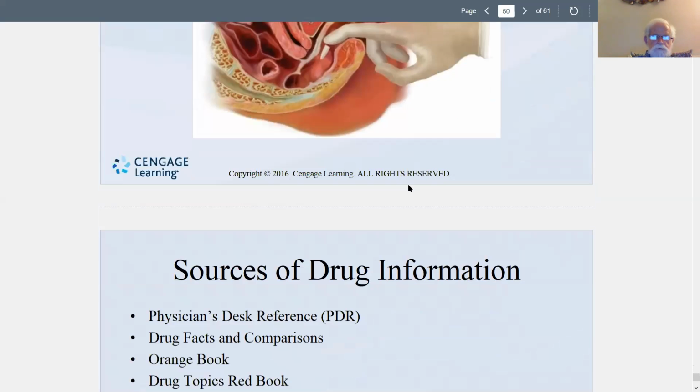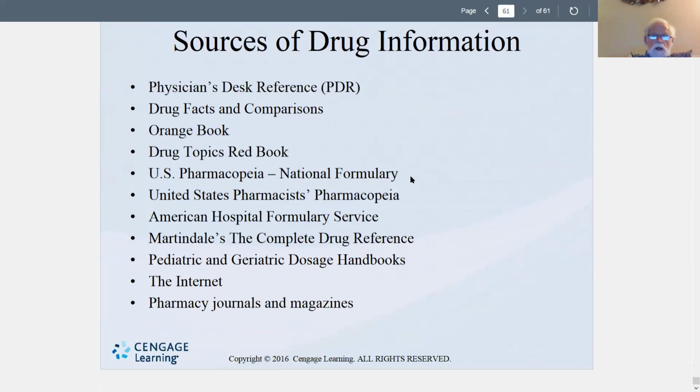Okay. There are lots of places to get drug information. And here is a list of some of these. Right now, I love the internet here because if you go in and type a drug name in any internet search, you get a tremendous number of hits.